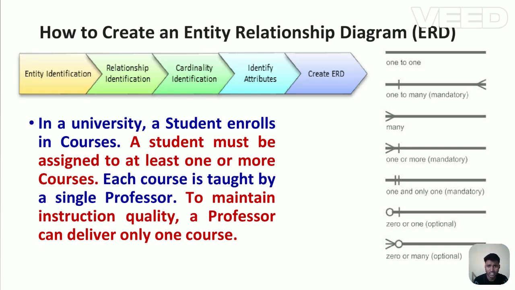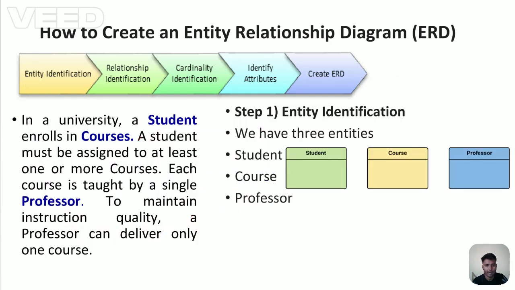In a university, a student enrolls in courses. A student must be assigned to at least one or more courses. Each course is taught by a single professor to maintain instruction quality. A professor can deliver only one course. Then these are the representations of a line, or we can say representation of a relation, like one to many, many to one, one and only one, zero or one, zero or many.